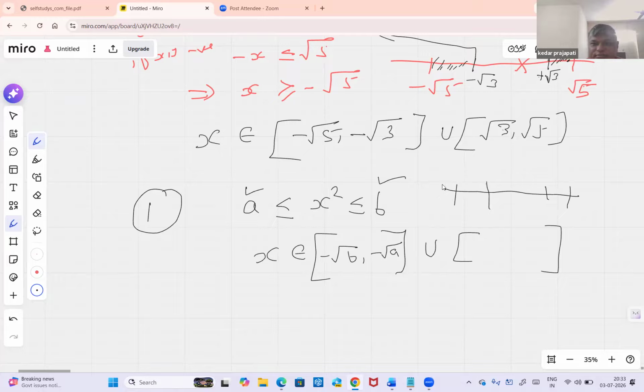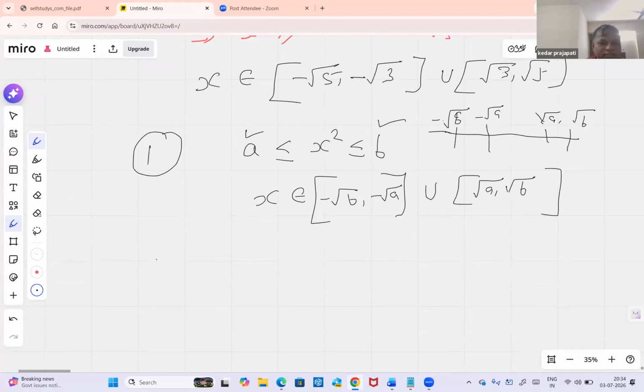Clear? So it is minus root b, minus root a, then root a, and then root b. So you take minus root b to minus root a, including, union root a to root b. Clear?